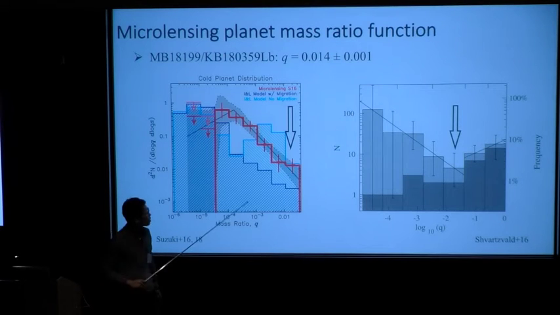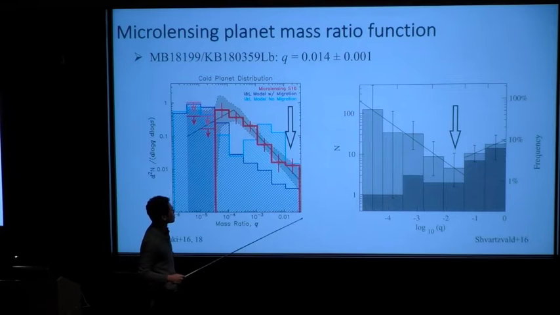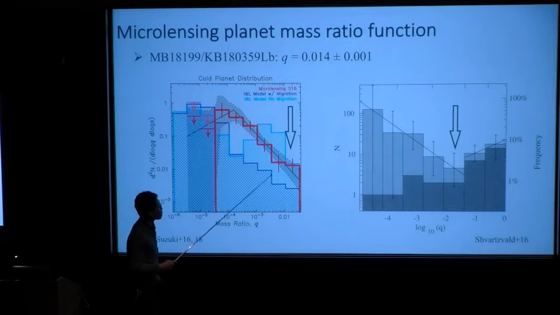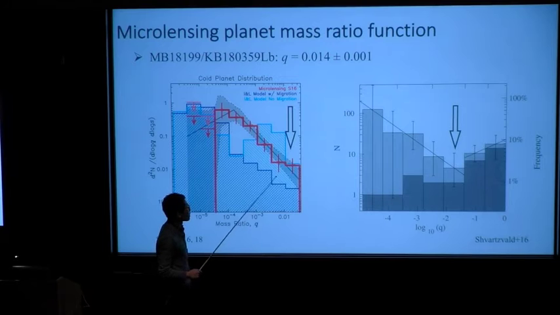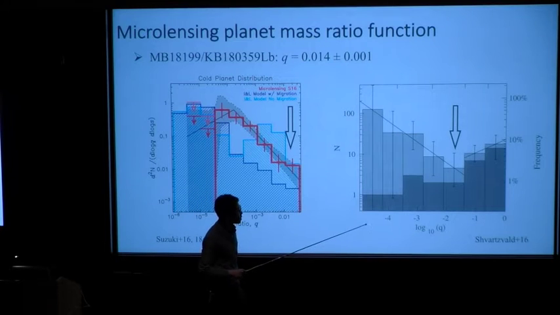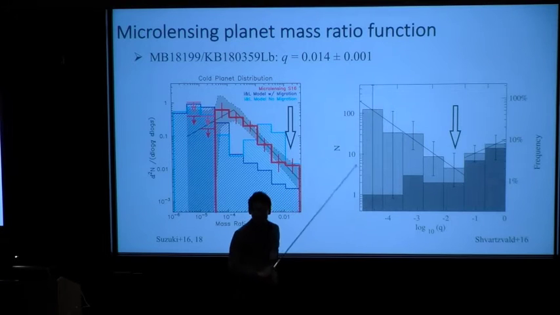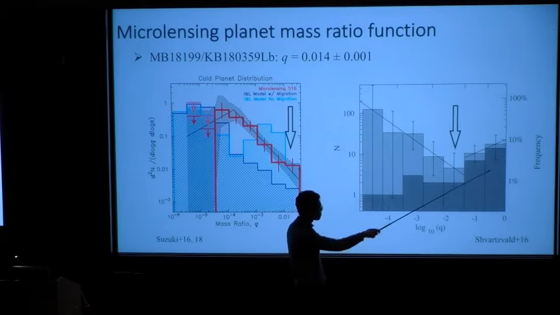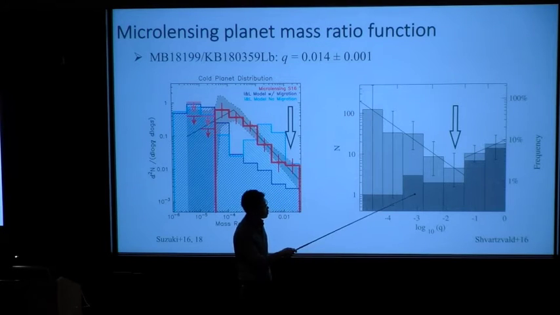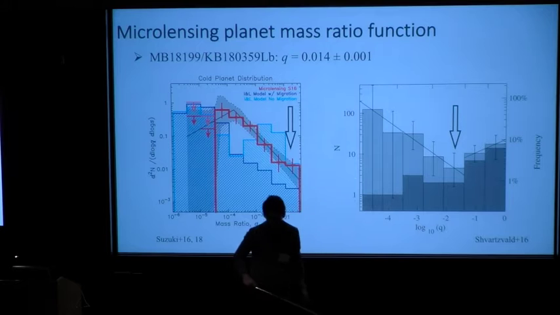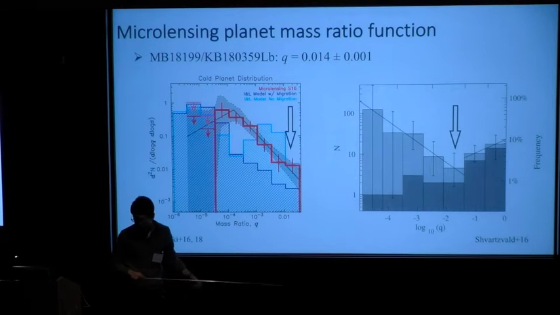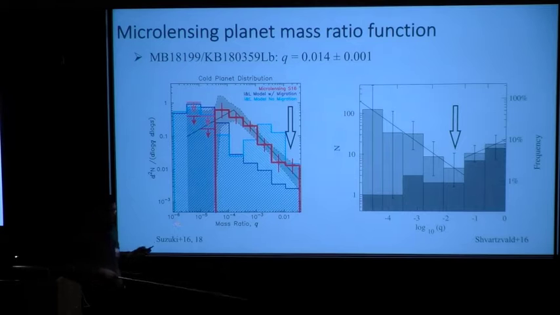But I should note the host star mass in this population synthesis model has a range from low mass star to G-type star. So maybe we should check more carefully. And on the right figure, this is another previous statistical study. As you know, this mass ratio bin is just between the planetary mass ratio function and the stellar binary mass ratio function. So a detailed study around this mass ratio is very important to understand the formation of planets or brown dwarfs and low mass stellar companions.